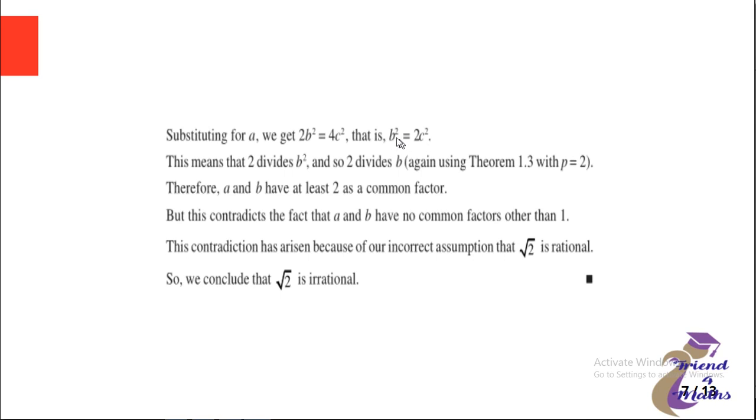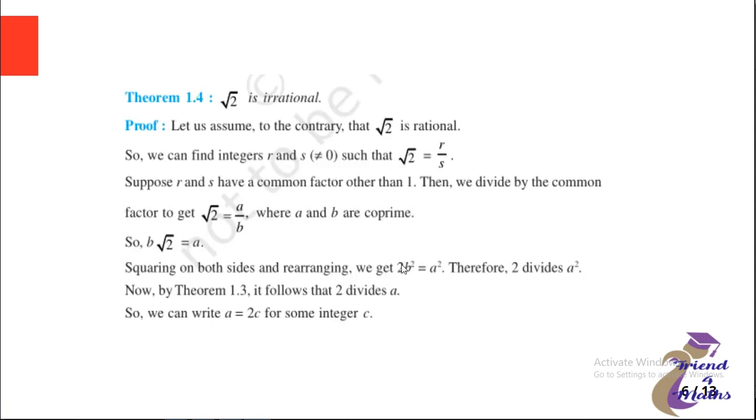If 2 divides b, that means 2 is a factor of b, and what we get here is that 2 is now a common factor of a and b. But we have here that they are co-prime to each other and they have no common factors other than the number 1. Why do we get this?